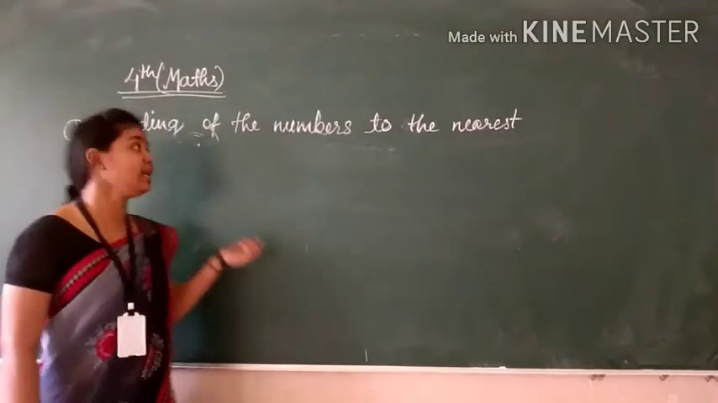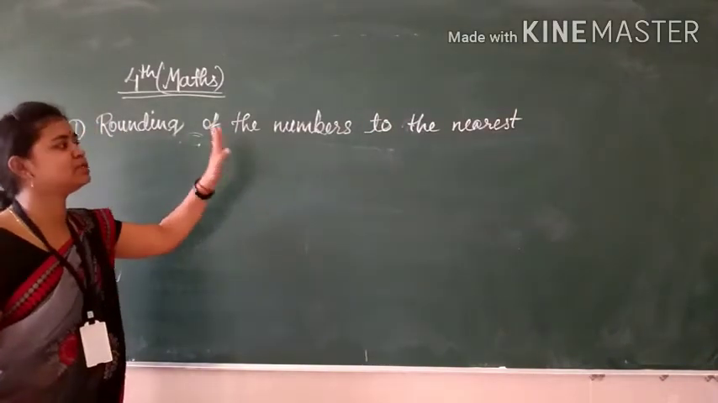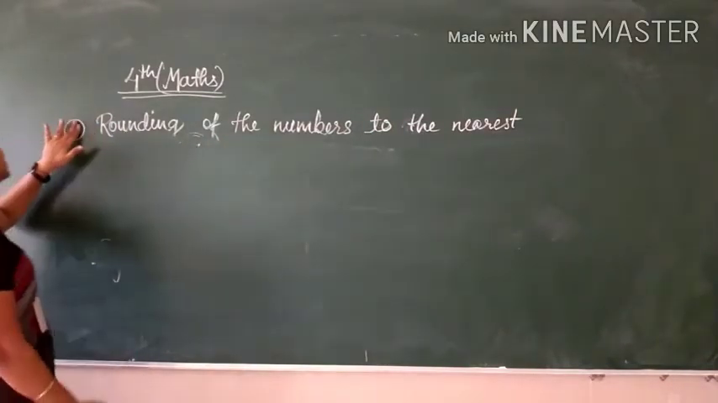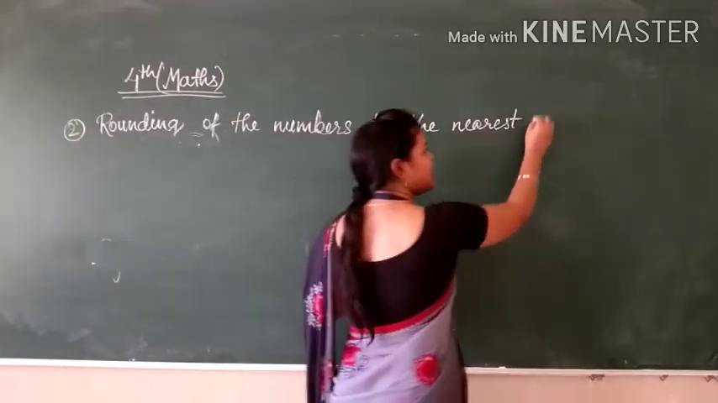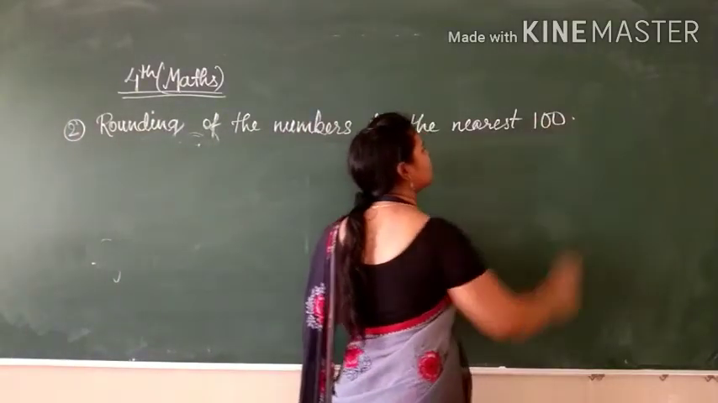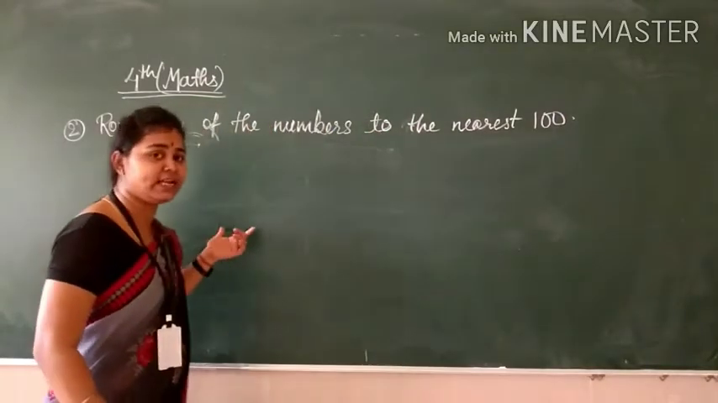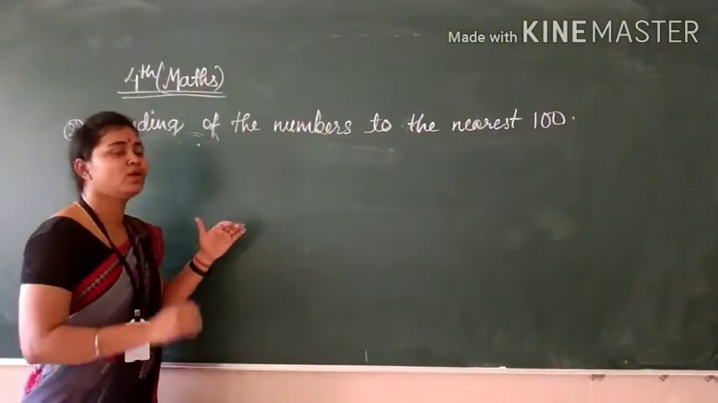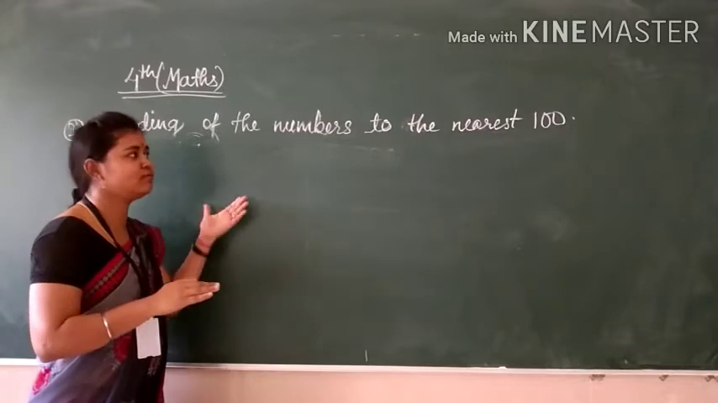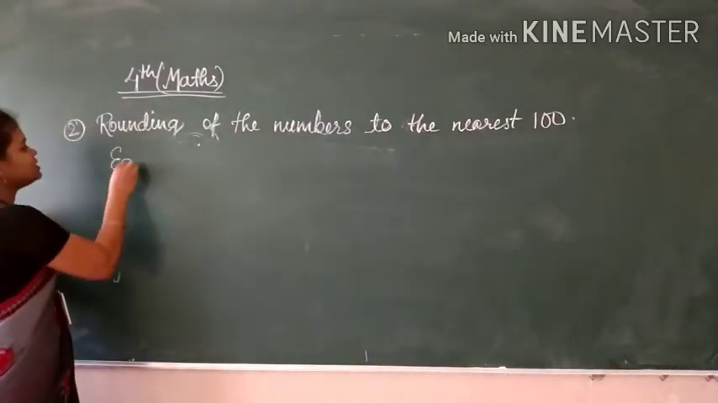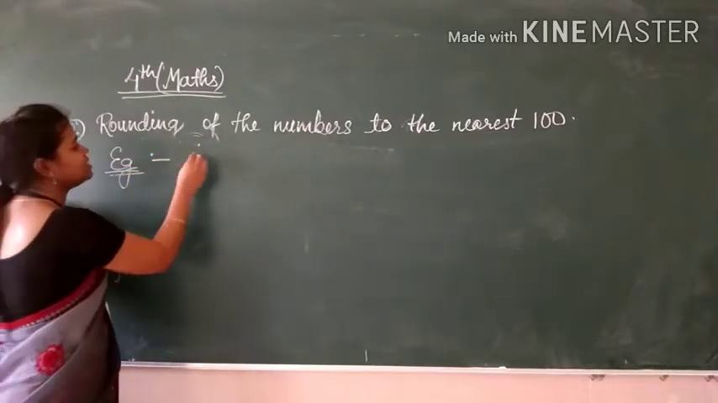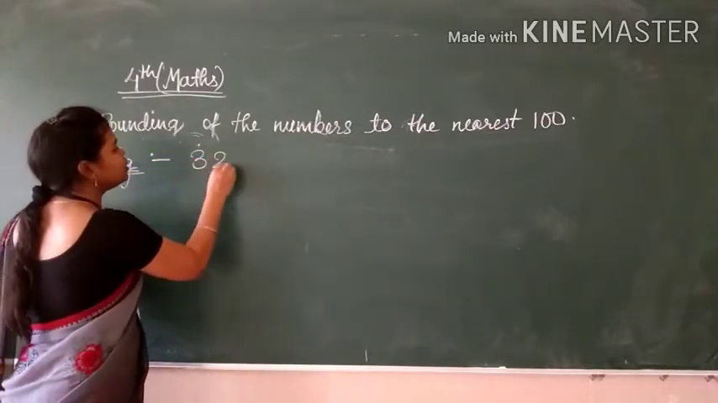Now we have to see how we can round the numbers to the nearest 100. This is the second one. As we have learned how to round the numbers to the nearest 10, in the same way, by applying that same trick we will get this answer. So see, for example, we have taken the number 328.